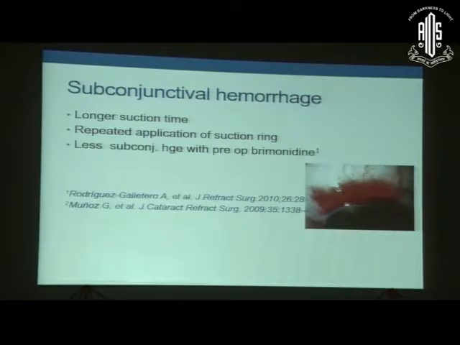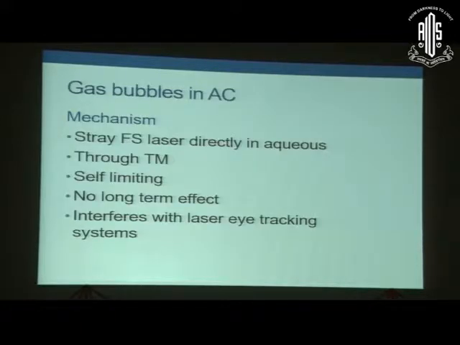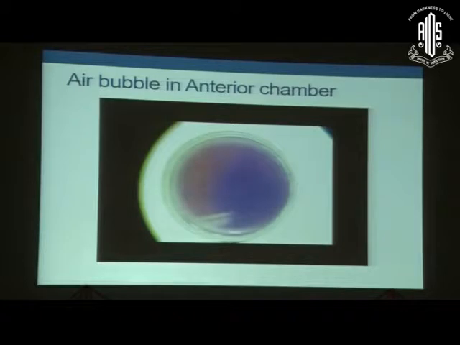You can have subconjunctival hemorrhages such as this because of repeated application of the suction ring, and less subconjunctival hemorrhage has been reported when the pre-op brimonidine was used. There could be also gas bubbles in the anterior chamber. The mechanism is that the stray femtosecond laser goes directly into the aqueous or through the trabecular meshwork, but generally it is self-limiting and does not have any long-term effect, but it does interfere with the laser eye tracking system.